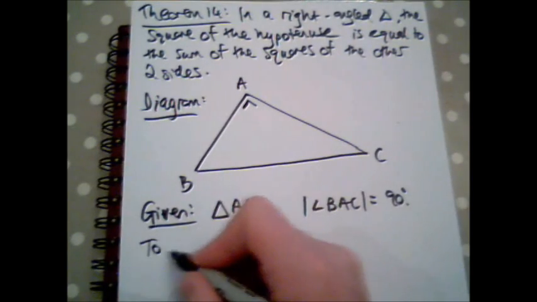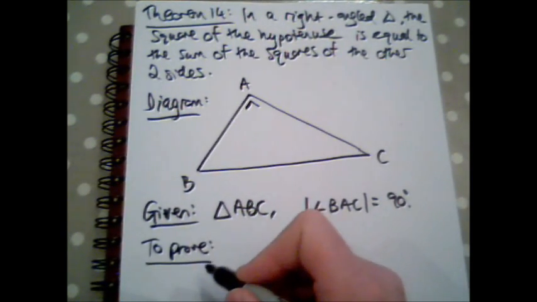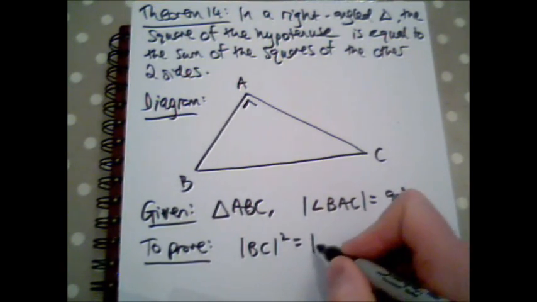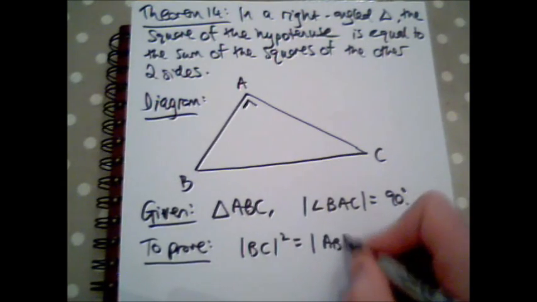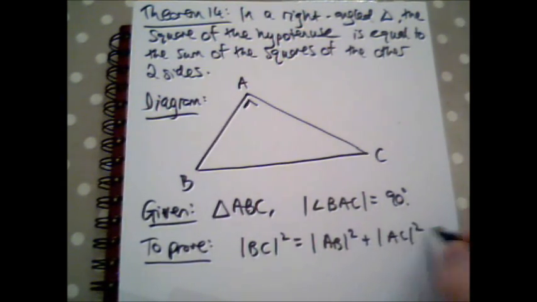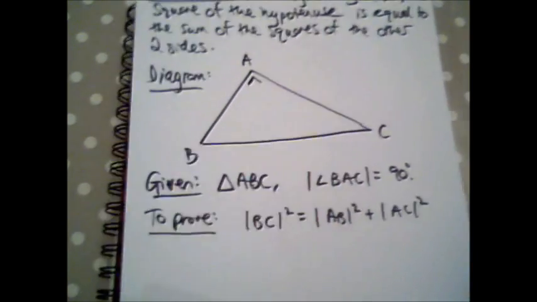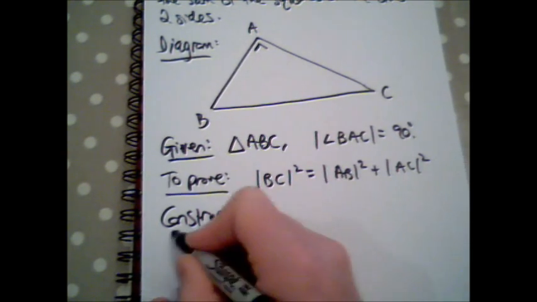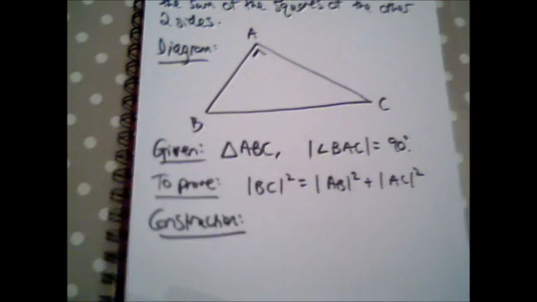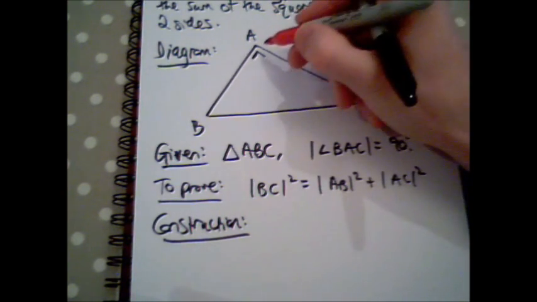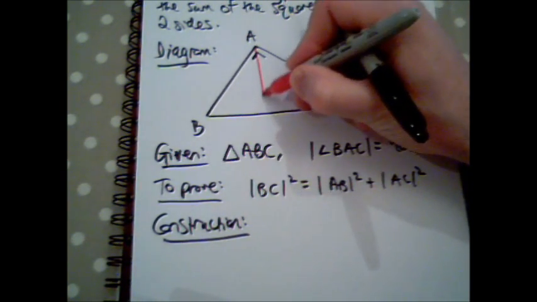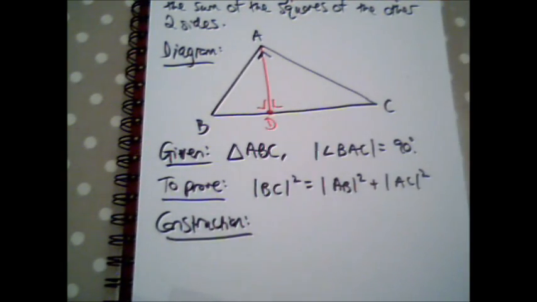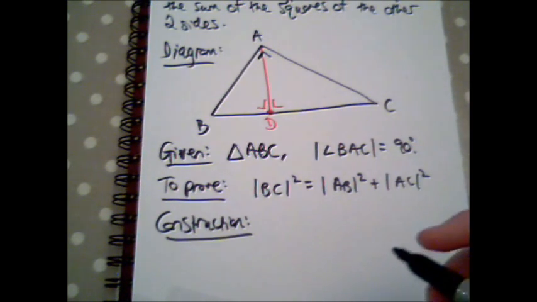So to prove, we want to prove that the hypotenuse squared, so that's BC squared, is the other two sides squared, so is AB squared plus AC squared. And now the construction. So what we do is we drop a perpendicular from A. We're going to draw a line from A perpendicular to BC, and we're going to call this D. Alright, so let's just do that, and then we're going to talk about how we're going to use it.